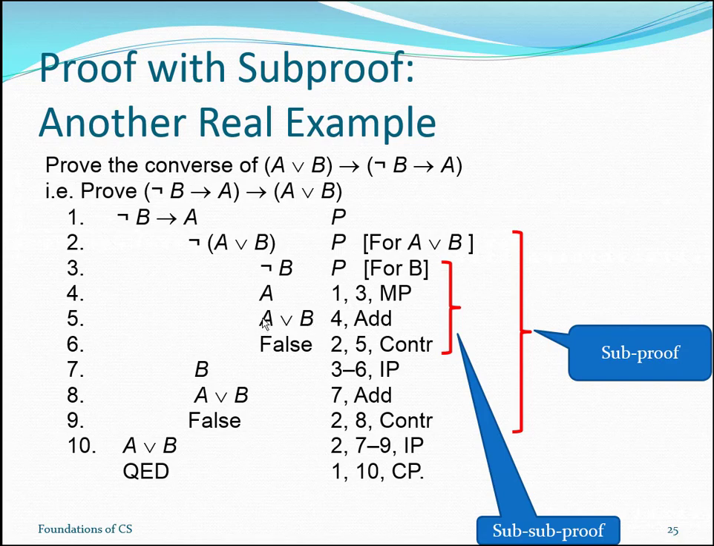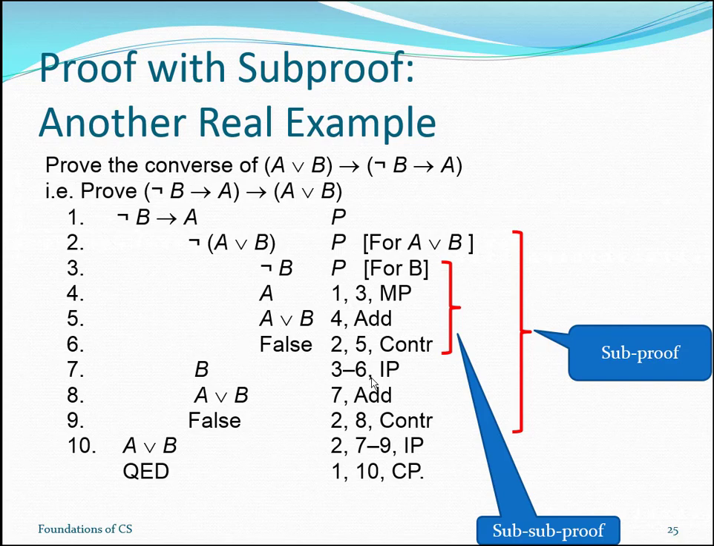Okay. And now I have A or B. And check it out. I also have not A or B up here, on line 2. And I can use everybody above. So I'm going to conclude false by the contradiction rule. So from line 2 and line 5, I have this contradiction. Okay, so far so good.